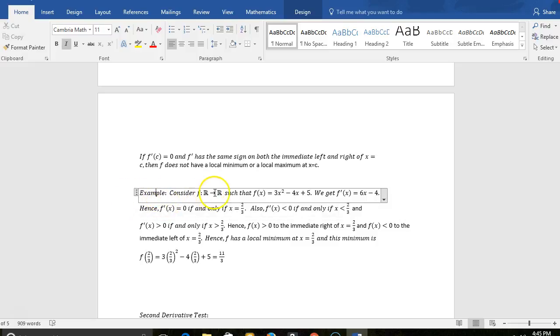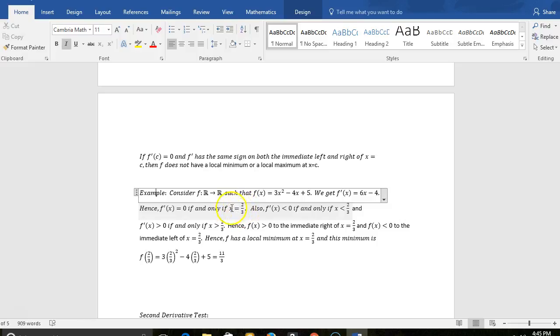So consider the function from the reals to the reals such that f of x equals 3x squared minus 4x plus 5. Last time we got f prime of x equals 6x minus 4, and we knew we wanted to get a critical point, so we set 6x minus 4 equal to 0, and we came up with x equals 2/3. So we know that whatever min or max we get, it's going to be located at x equals 2/3.